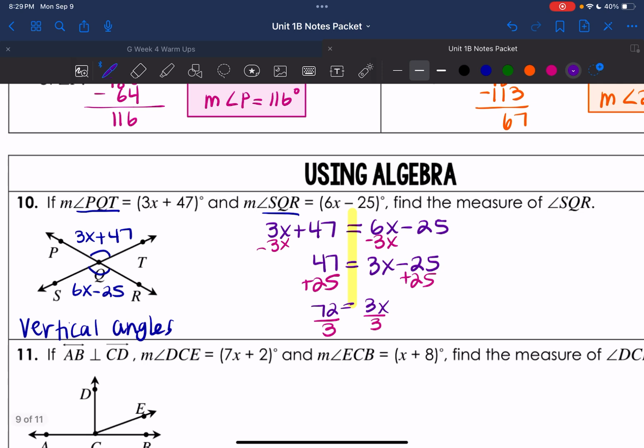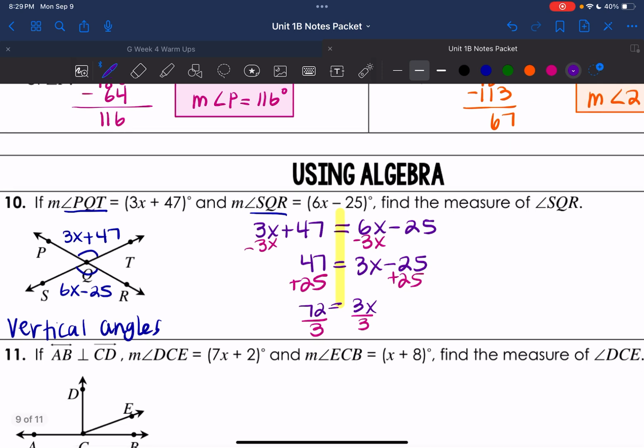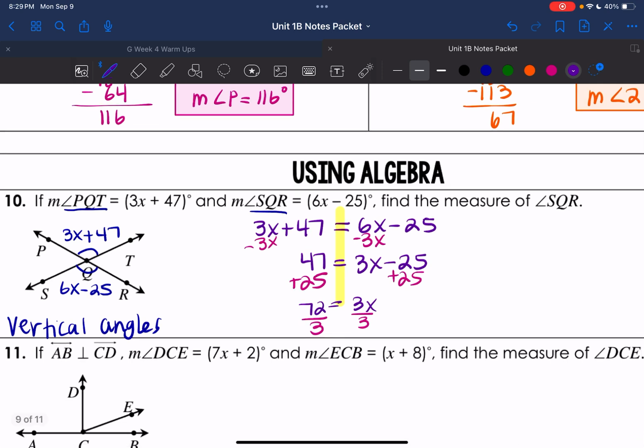So I'm going to write it to the side because I'm running out of space. But I am getting 24 equals x. Okay, so I'm more than halfway done, but that's not what they were asking me for. They're asking for the measure of SQR. So now I have to get that 24 and plug it in to the one that was labeled SQR.